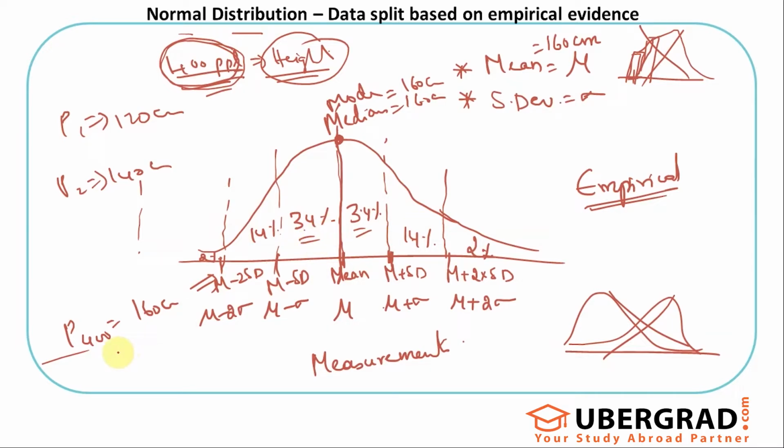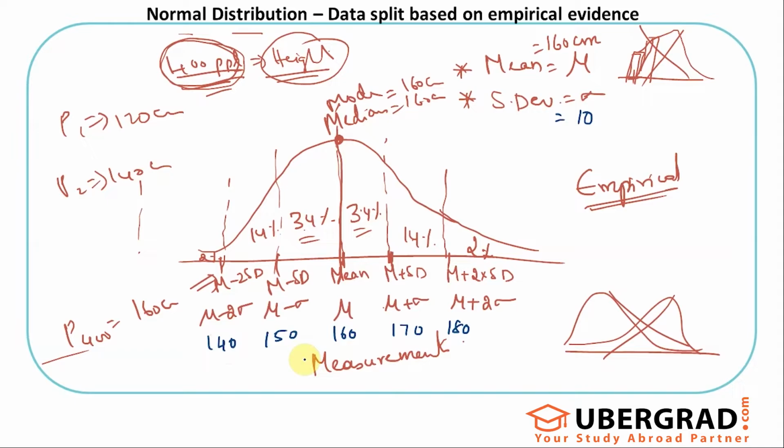So I'll give you an example with some numbers to make it a bit clearer. Let's take the same example. The mean came to 160, and the standard deviation came to be 10. What does this mean? This is 160 centimeters, this is 160 plus 10 is 170, this is 160 plus 20 is 180, 160 minus 10 is 150, 160 minus 20 is 140.